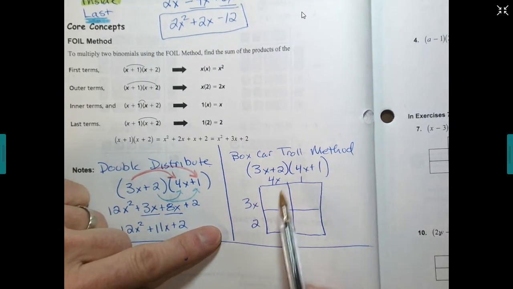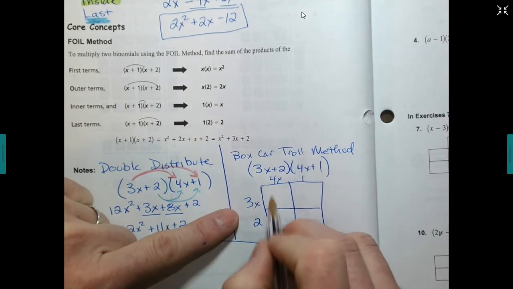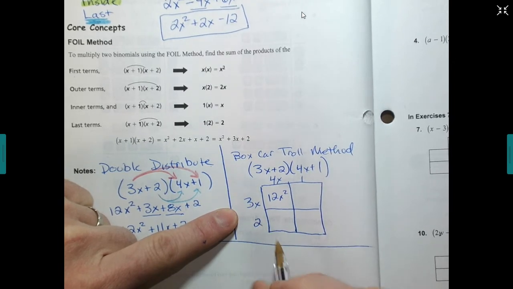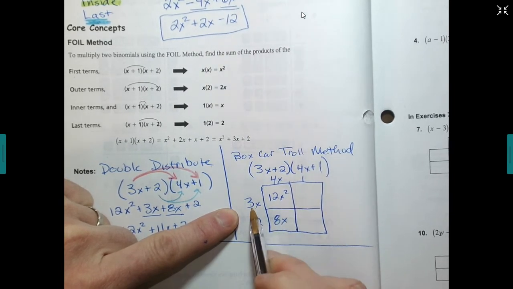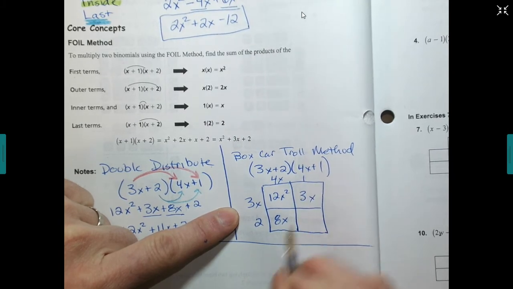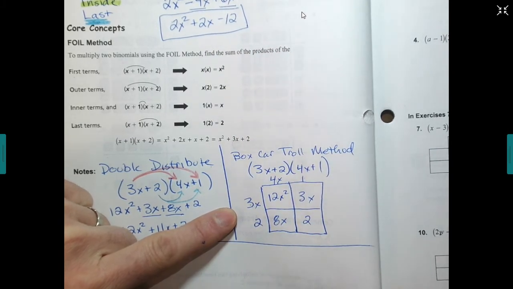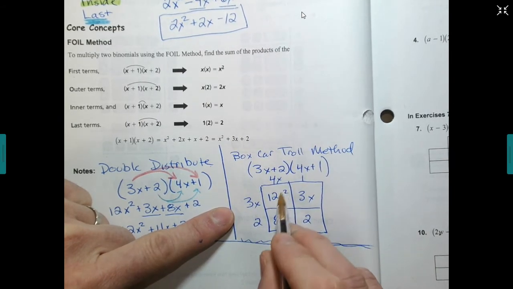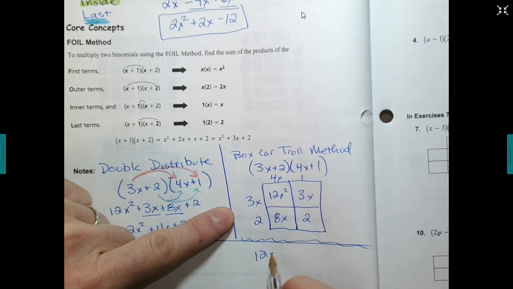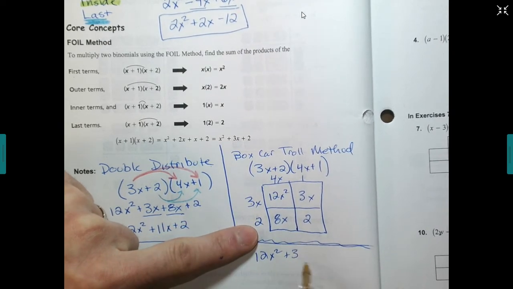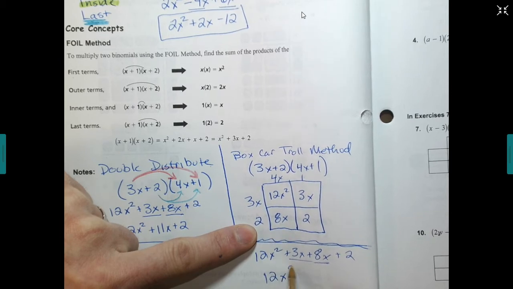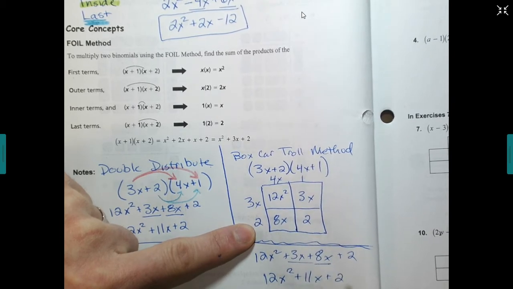So the boxcar troll method, I simply multiply these into the boxes. So 4x times 3x is 12x squared. 4x times 2 is 8x. 3x times 1 is 3x. 2 times 1 is 2. And now I just write these. Sorry, forget about this line right here. I just write these. So I have my 12x squared plus my 3x plus my 8x plus 2. I have my like terms, so I have 12x squared plus 11x plus 2.